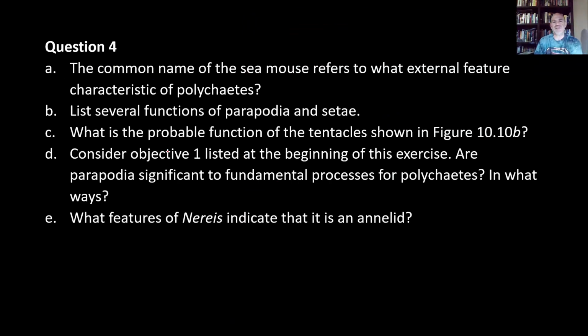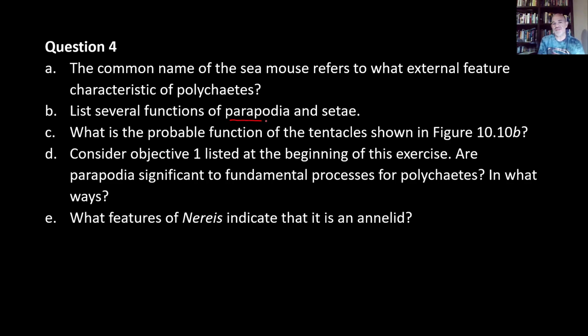So here's some questions to answer about the observations so far that we've done together. Why name it common name sea mouse? What are the features? Well, all this, the hair-like bristles make it look like a furry little mouse.